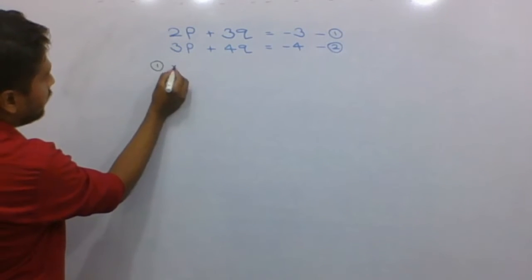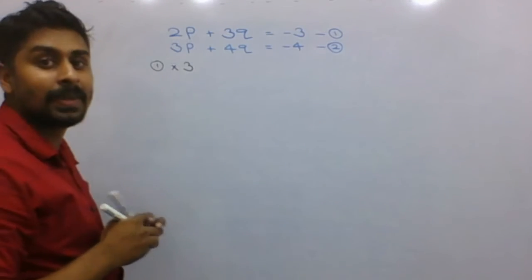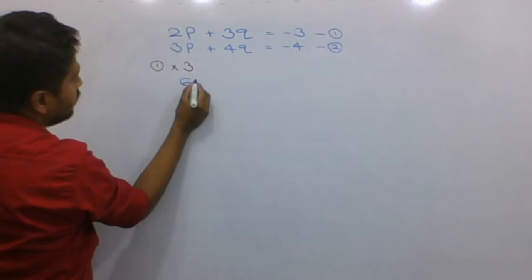First equation, multiply by what? Multiply by 3. Then we can obtain 6p there. Right? So when multiplied by 3, here this becomes 6p.